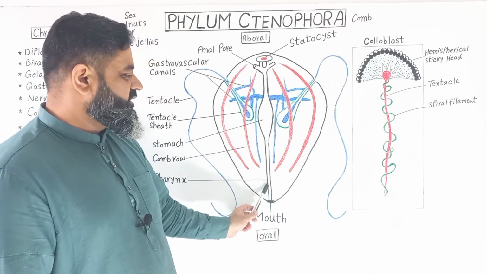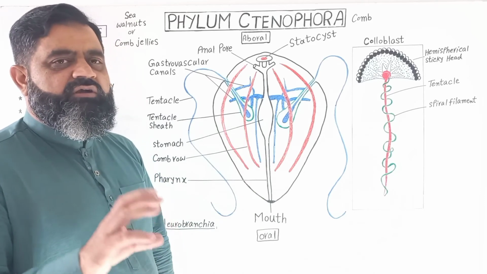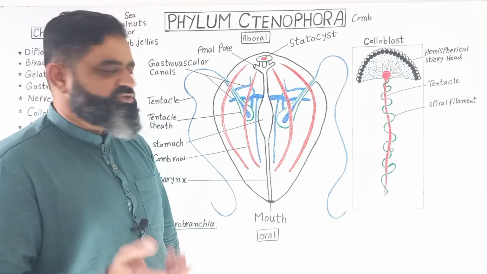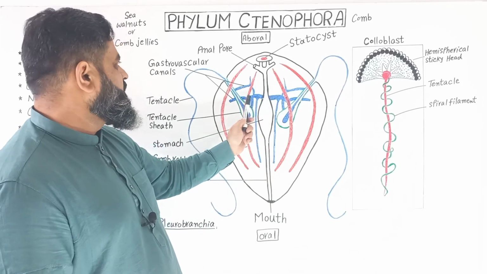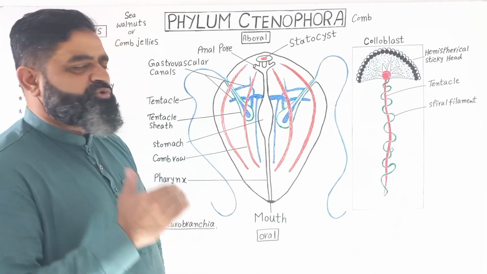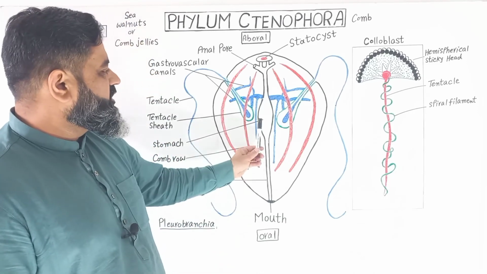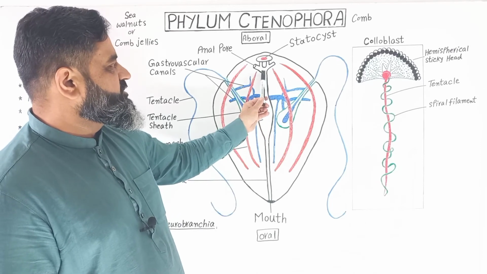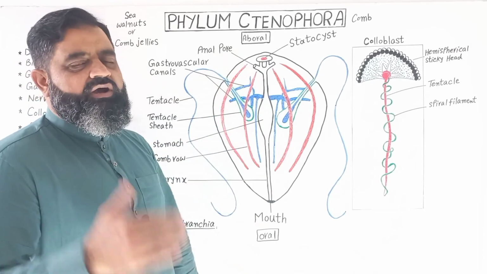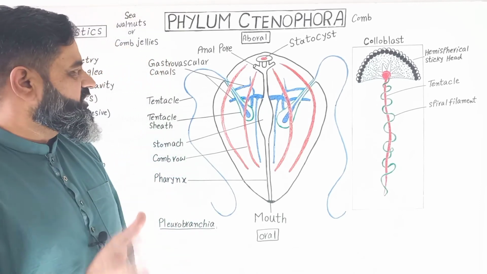From the mouth cavity they enter the pharynx and ultimately reach the stomach, where extracellular and intracellular digestion takes place, and from the stomach some gastrovascular canals arise which distribute the digested food all over the body. From the aboral end there is a small intestine which leads into an anal pore from where undigested material is thrown outside the body. So this is their digestive system.